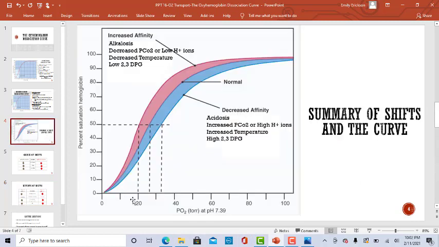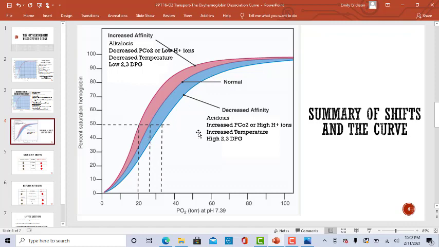So to show you what I'm talking about, again, that P50 number is just when you reach 50% saturation of your hemoglobin. So if you have a left shift, it doesn't take as much oxygen to get to 50% because you have all of these things making hemoglobin really like oxygen. There's an alkalosis. There's not very much CO2 or H plus ions. The temperature is a little bit lower. You have that lower 2,3-DPG. And what that means is that hemoglobin is more likely to want to nab up oxygen. It wants to load that oxygen on.